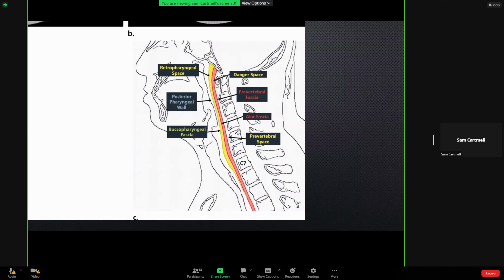Another thing to keep in mind is that even if something was in the retropharyngeal space, as I said, infections can transgress fascial boundaries. So it can definitely spread into the danger space. So something to be aware of.